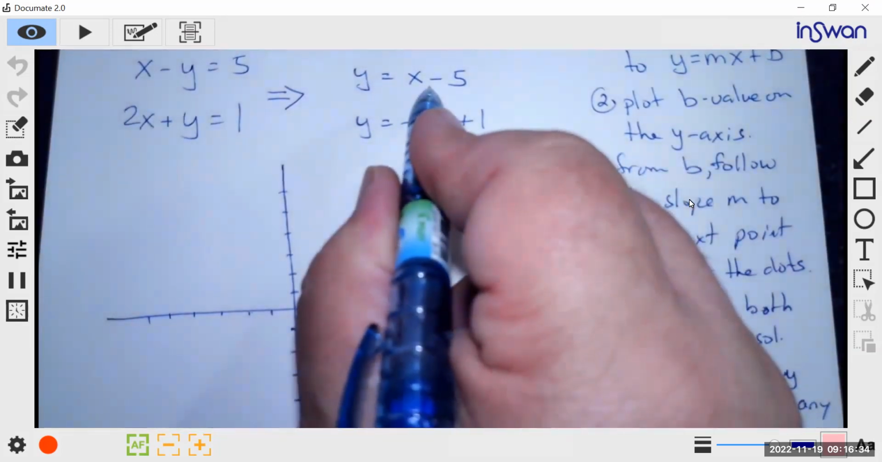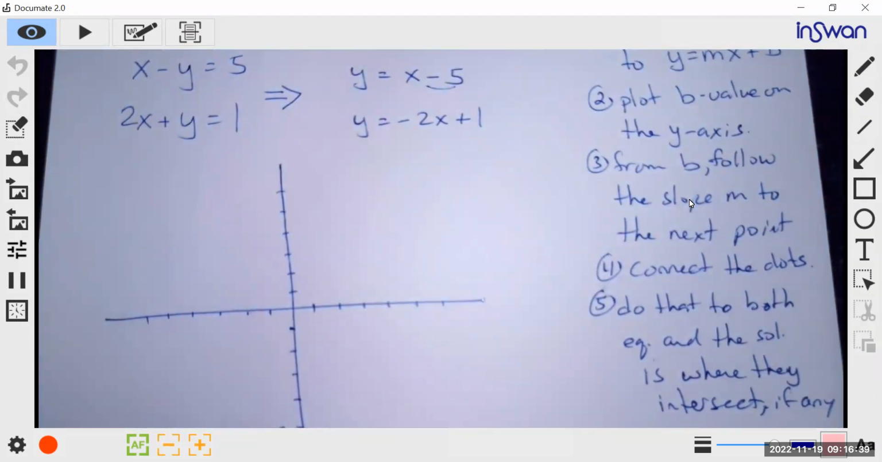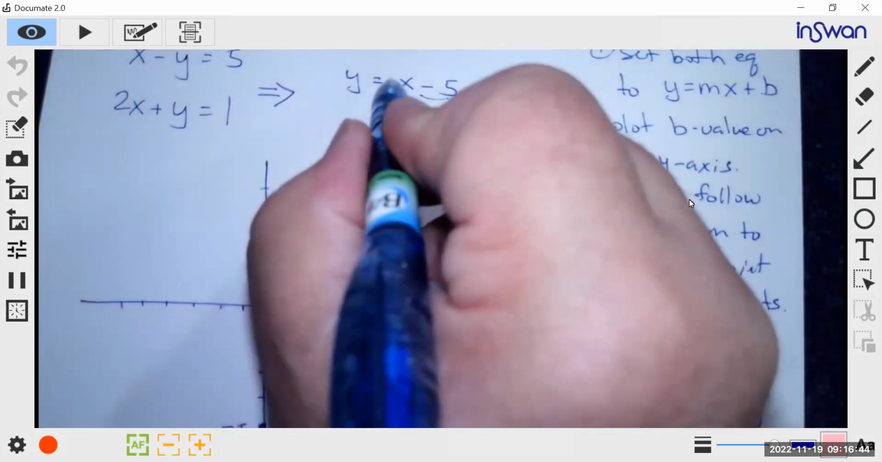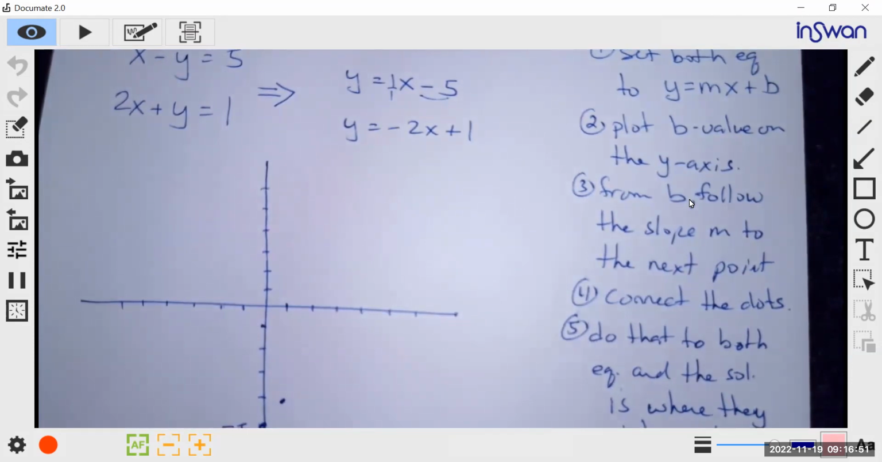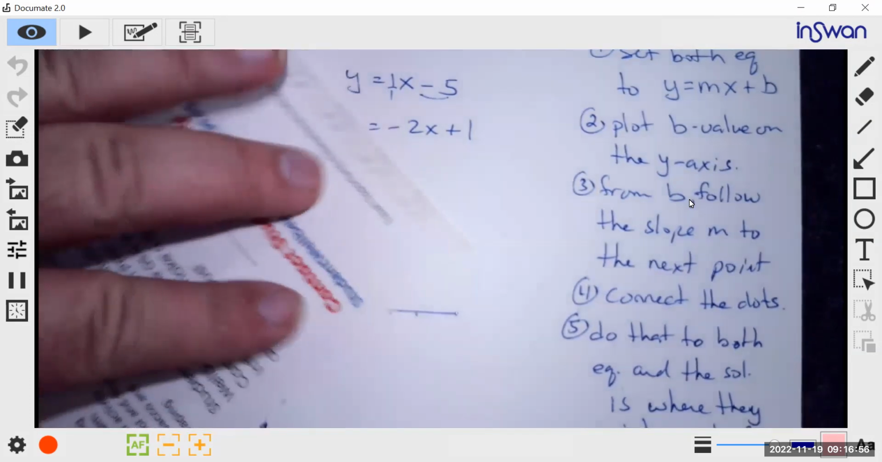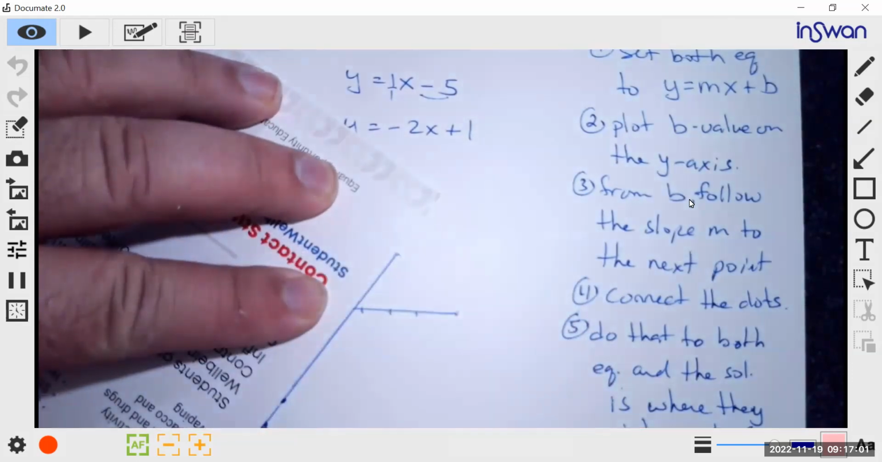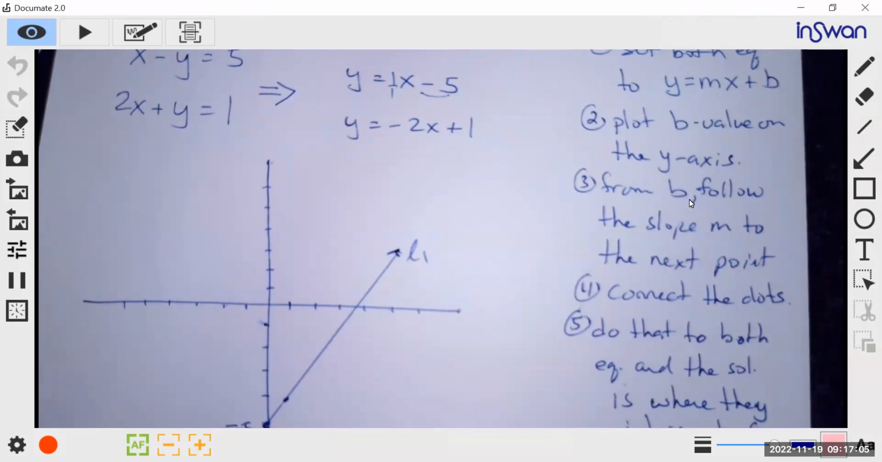So the first one, at negative 5, 1, 2, 3, 4, 5. So at negative 5, we put our first dot. The slope is 1 over 1, so up 1 over 1. All right, so from there, connect the dots. That's line 1.